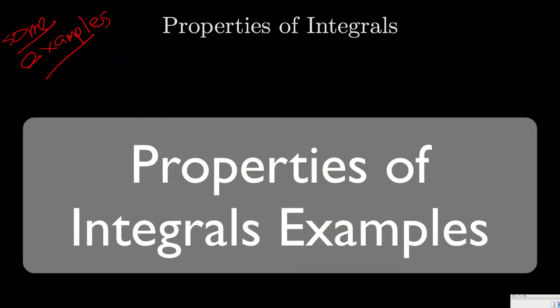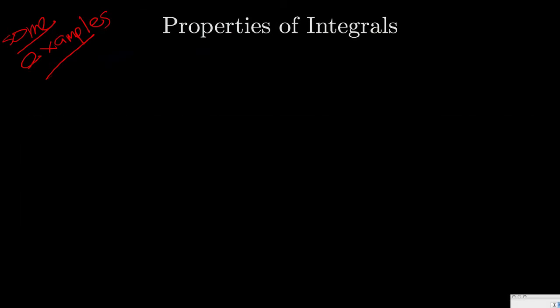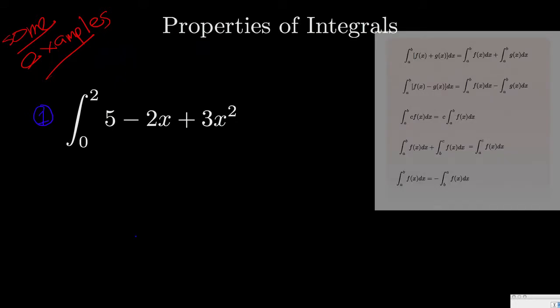Okay, so let's do some examples of using the properties of integrals. Here we're going to use property number one, where we can break this up. So this is going to equal the integral from 0 to 2 of 5 dx. And actually this guy's missing the dx.